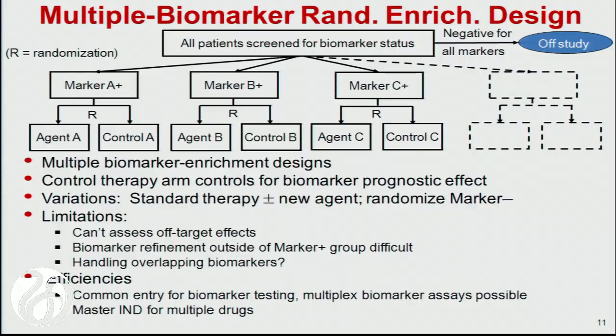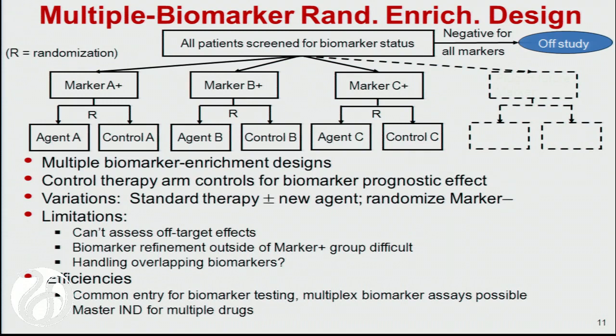So we could decide to put randomization into a trial like this. And now what I'm looking at, I've called it the multiple biomarker randomized enrichment design, which is basically a bunch of enrichment designs run in parallel for each of your different marker subgroups. This has the nice features of randomization, namely you can distinguish prognostic from predictive effects. And you can have variations on this. If you have a situation where there is a standard therapy available for the patients, you can randomize to standard therapy plus or minus the new agent instead of standard therapy versus targeted agent.